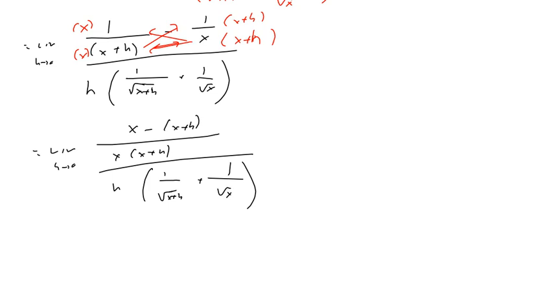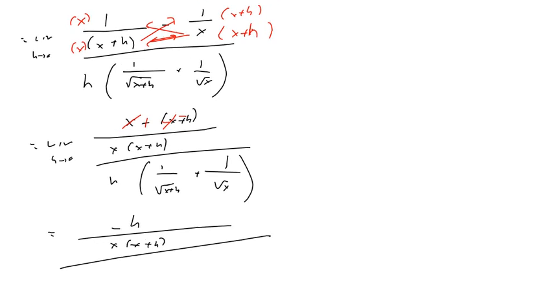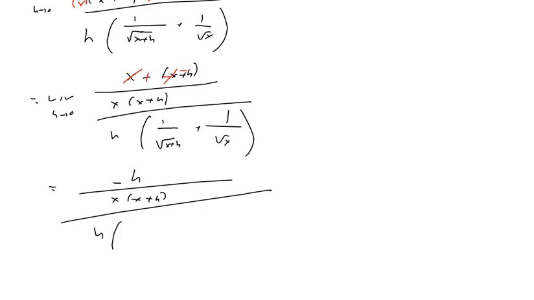Keeping track of these fractions, keeping track of this situation. So the top part here, if I distribute that negative, it's going to be negative x minus h, and those x's go away. Okay, let's see. What can I have? Negative h over x times x plus h, over h times 1 over radical x plus h plus 1 over radical x. So it's a big ugly fraction.